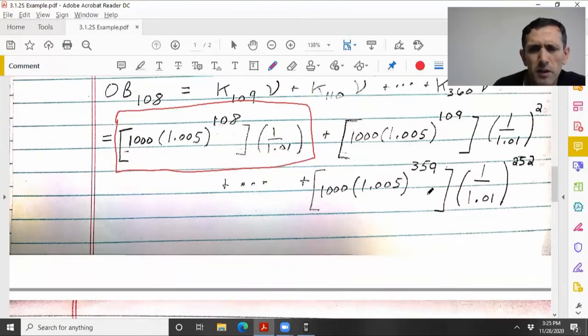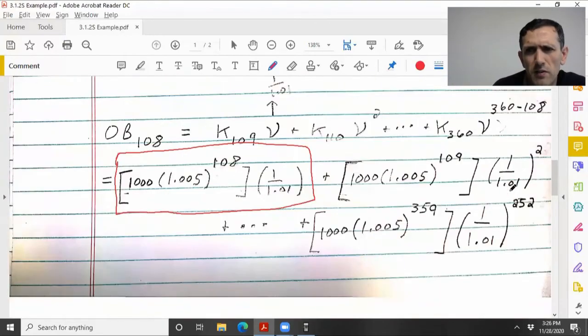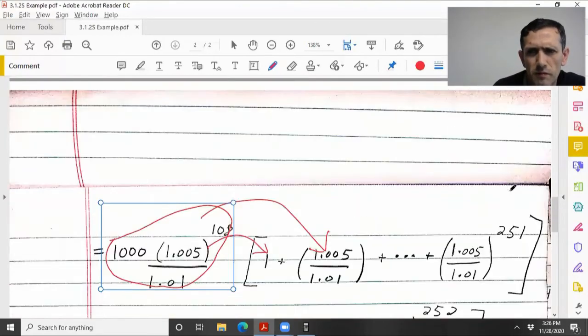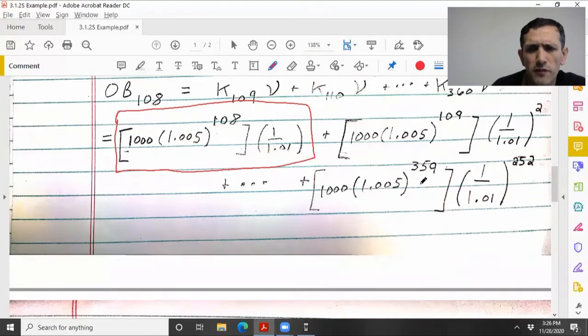Just play this game, factor this out from this term here. What are you going to get? You're going to get 1.005 over 1.01 to the 251, because 108 plus 251 is 359.